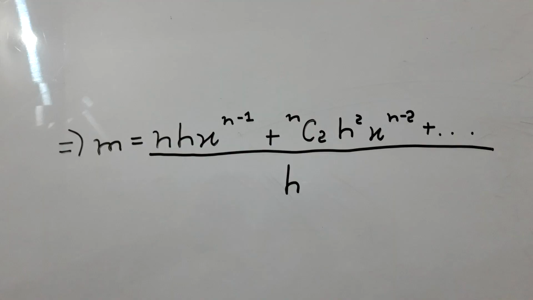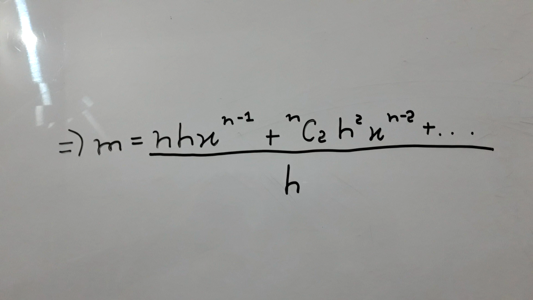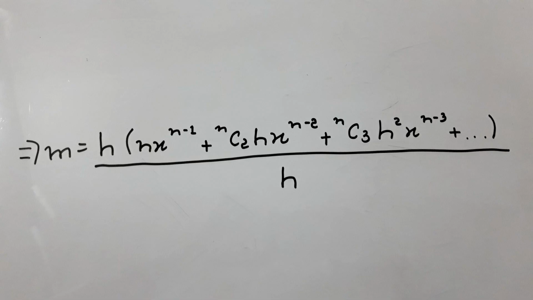So now in the numerator, any value that occurs after nC2 h squared x to the power n minus 2 will also contain an h, right? An increasing power of h. Next it's going to be h cubed, then h to the power 4, then h to the power 5, and so on. So that's why if we take h common out of the numerator, the other terms will still have an h in them, right? Except the first term, because the first term contains h to the power 1. So if we take h common out of the numerator, only the first term is left with no h.